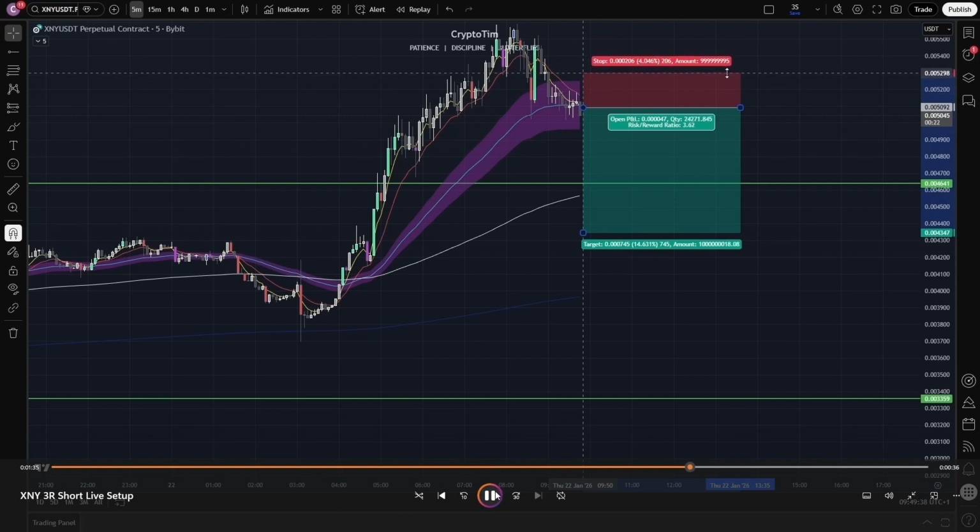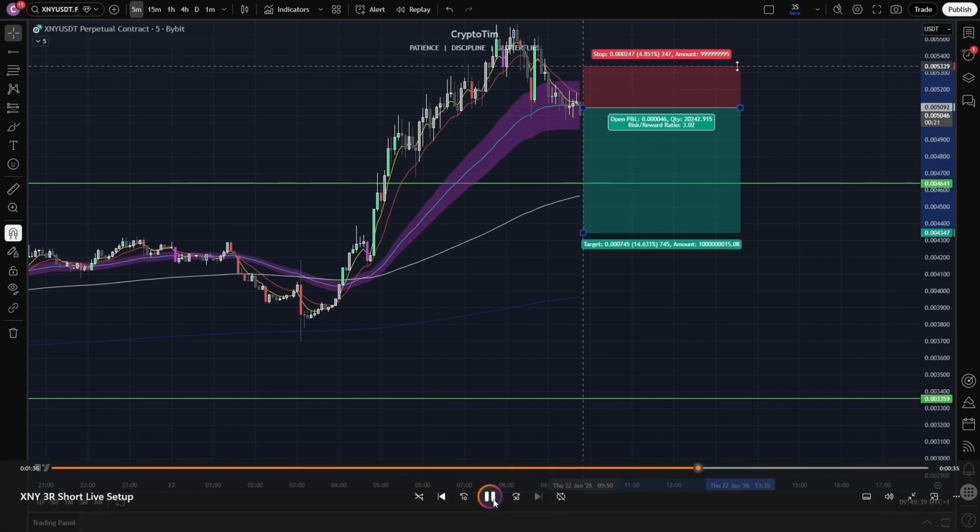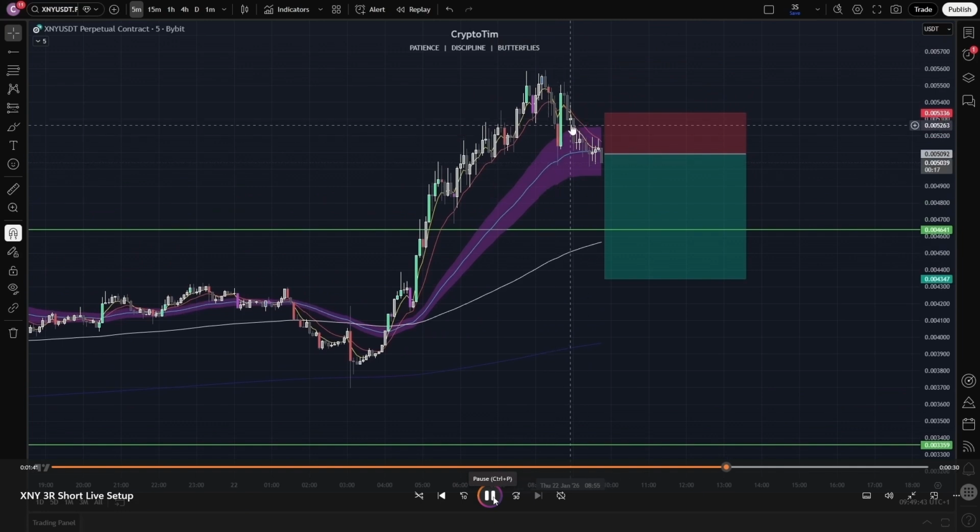Stop loss wise, I had to lower it a little bit because I wanted to go for the 3R at least, which I did right here.